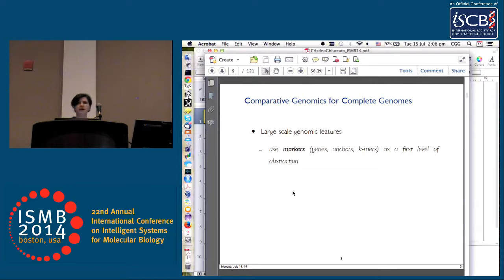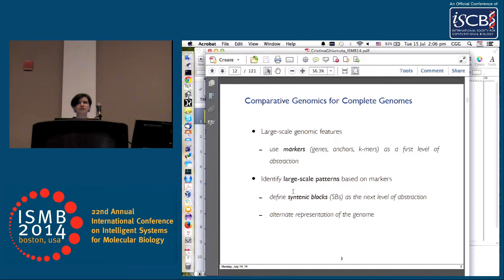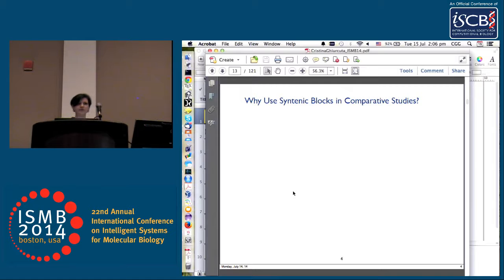Therefore, working at the marker level is not possible anymore, as it would produce computational bottlenecks. Therefore, we use the markers to identify and define large-scale patterns, and this is known today as Synteny blocks. If we use Synteny blocks systematically, then basically we can obtain an alternate representation of the genome in terms of such units. So, what are the benefits to using Synteny blocks for large-scale comparative studies?